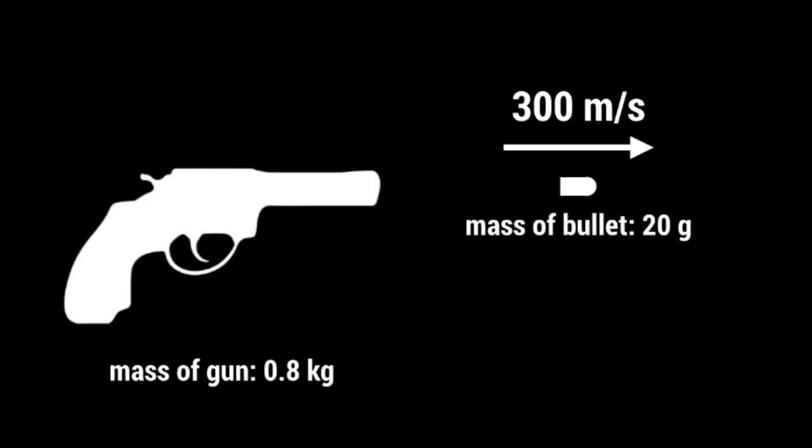Suppose that we had a gun with a mass of 0.8 kilograms that shot a bullet that had a mass of 20 grams and was moving at a speed of 300 meters per second. When a gun shoots a bullet, the gun will recoil. So the question asks, what is the speed at which the gun recoils? Once again, we can use conservation of momentum to figure this out.